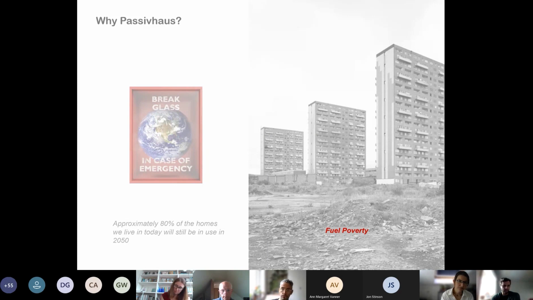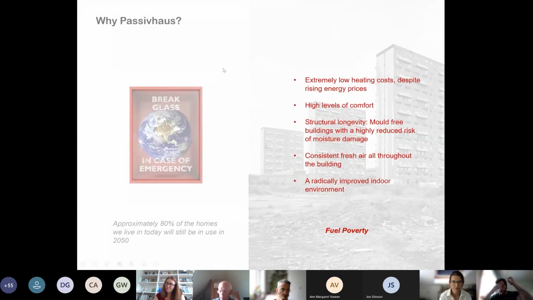The climate emergency has obviously come to the fore, and we're recognising that 80% of the homes that we live in today will still be here in 2050. So retrofit is the big item that we need to address. We can achieve extremely low heating costs. Space heating is what we're referring to, despite rises in energy prices.